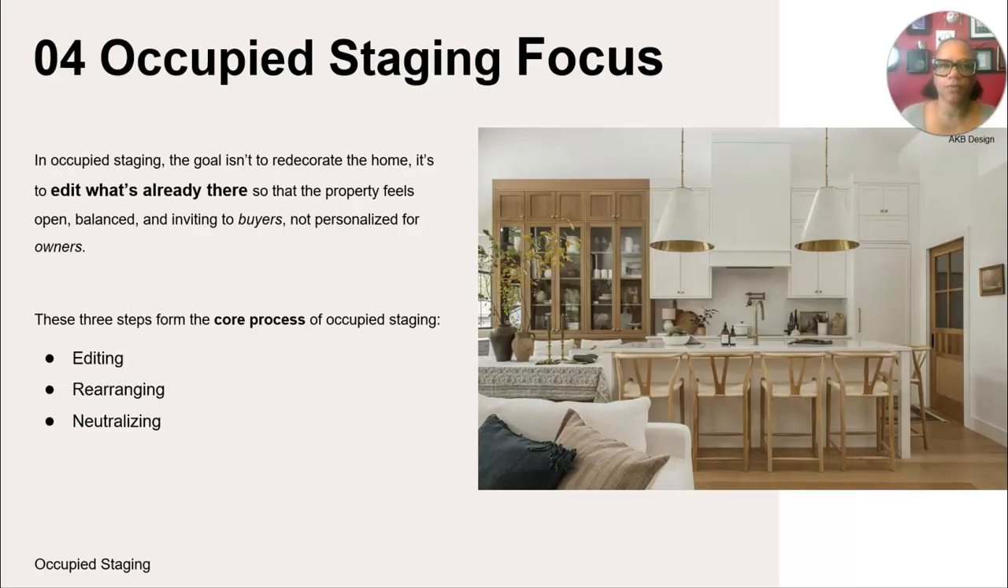And as designers, you guys have a really good eye for the sort of special things, and everybody has special things whether they know it or not. And so those are the things you're highlighting and pulling out and making look really good. So these three steps are the core process of occupied staging. So you're editing. So again, there goes that packing and helping your client put away those personal items that maybe is a little difficult. You're rearranging, so you're taking what they have, those key core nice items, and you're rearranging them in the space. And then you're just neutralizing.